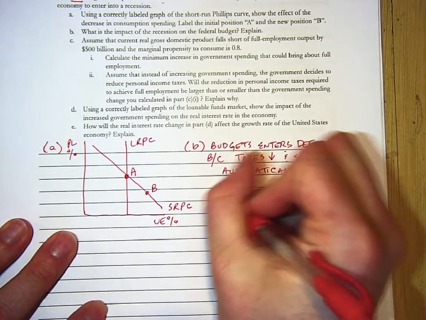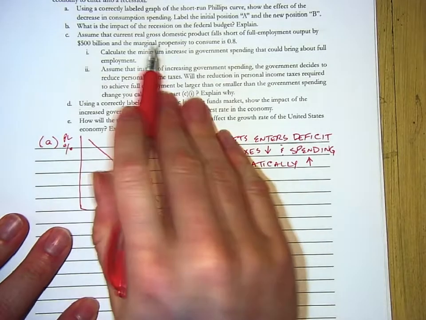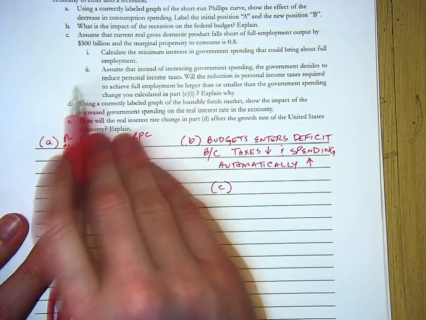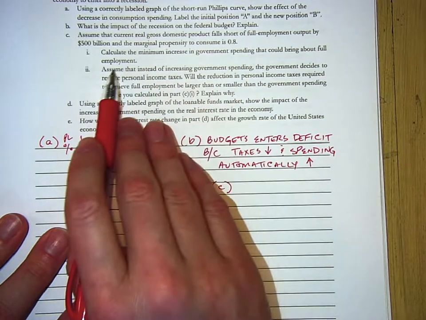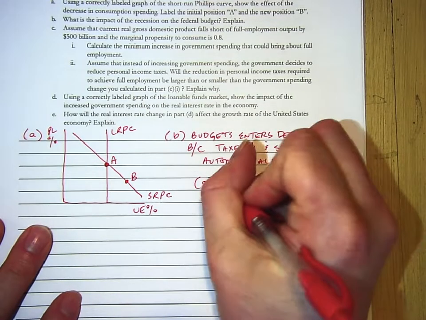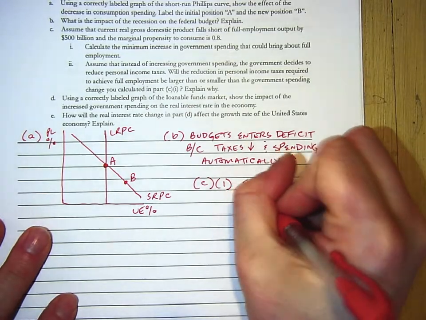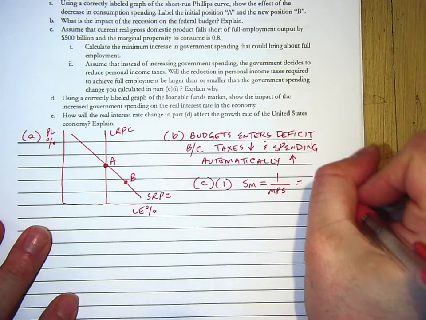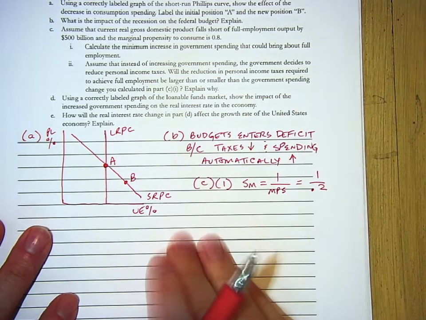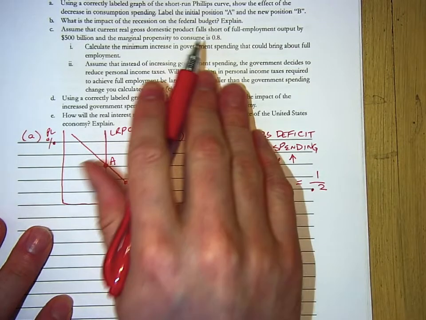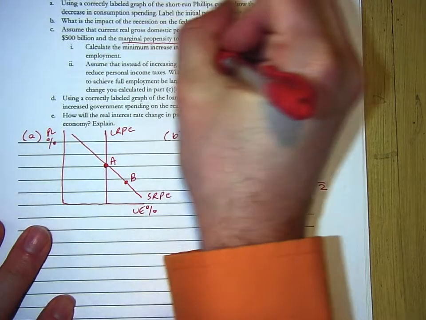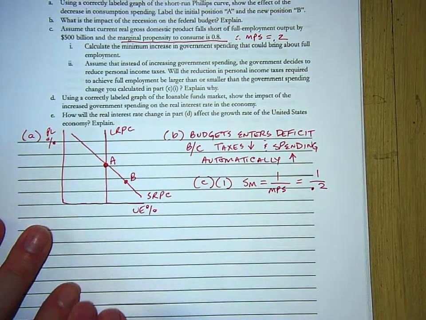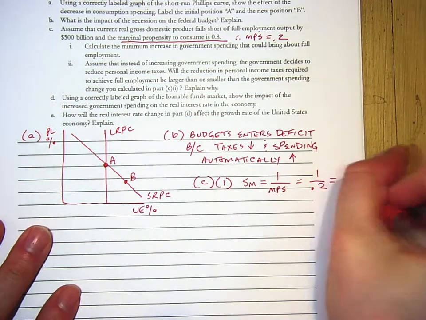Now part C says, assume that the current real GDP falls below full employment by 500 and the MPC is 0.8. Calculate the minimum increase in government spending that could bring about full employment. For this one, we have to remember that the spending multiplier is 1 over the MPS. So for us, that is 1 over 0.2. Now, where did that 0.2 come from? That's because the MPC here is 0.8, so therefore MPS is 0.2. Remember, those two things sum to 1. So that means our spending multiplier is 5.